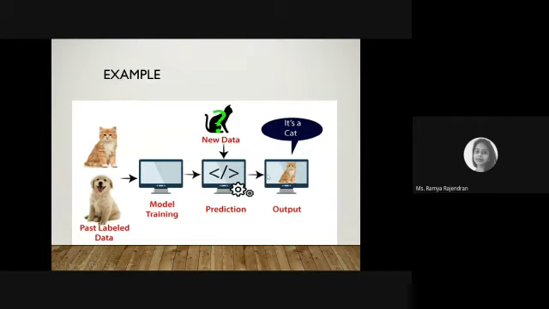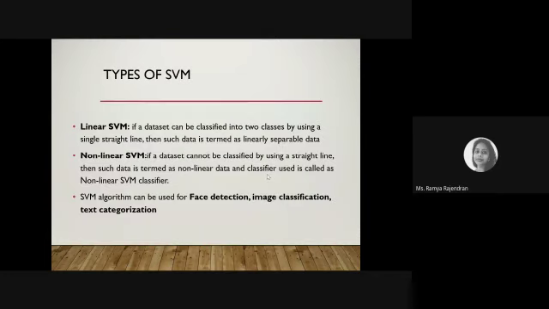SVM is very much equipped to do this, and I think Naive Bayes can also do a good job on image classification apart from SVM. There are different types of SVM algorithms available: linear and non-linear SVM. If you're able to classify your data into two classes using a single straight line, you can call that linearly separable data, which is a linear SVM machine learning model.